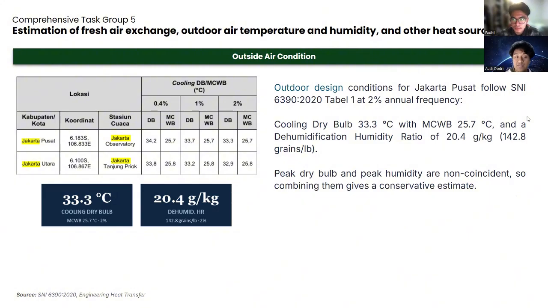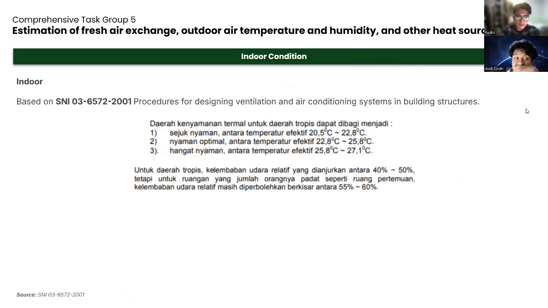We also note that the peak dry bulb and the peak humidity are non-coincident, meaning that they don't happen at exactly the same time. So using both together gives a conservative estimate, which makes the cooling design safer and ensures the HVAC system can handle worst case conditions.